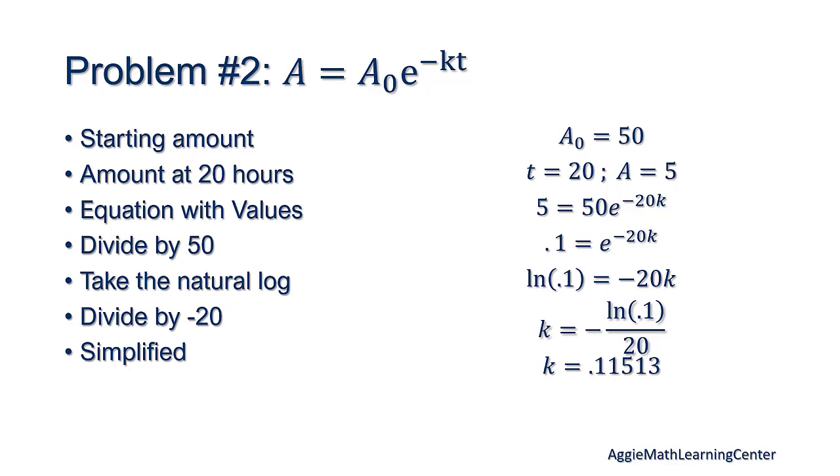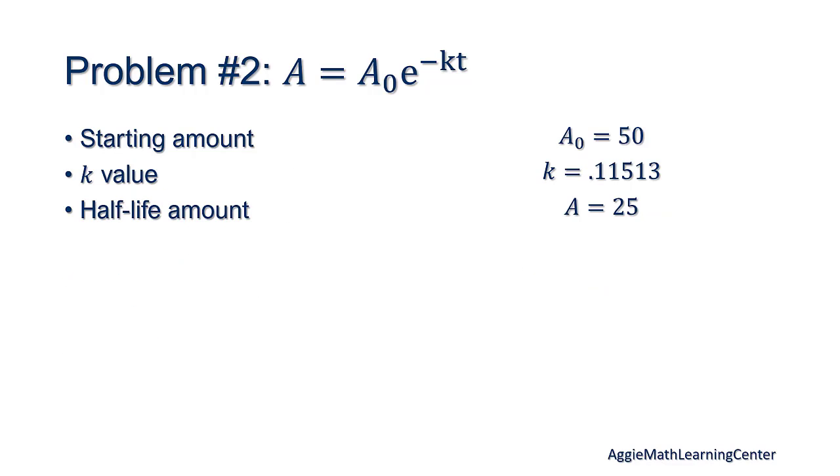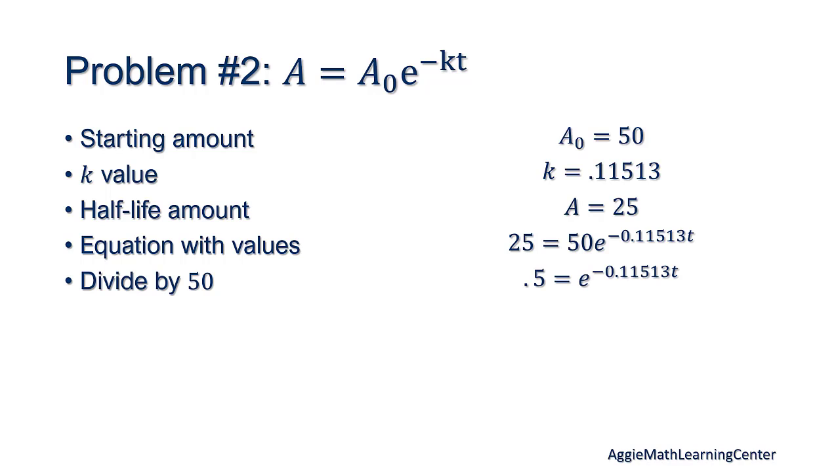Now that we have k, we can use it to find the time at the half-life. Half-life means that only half of the starting amount is left. So we know that A equals 25. We'll plug in our values for A, A naught, and k into our equation and solve for t. Once plugged in, our equation looks like 25 equals 50 times e to the negative 0.11513 times t. We'll divide both sides by 50 to get 0.5 equals e to the negative 0.11513 times t.